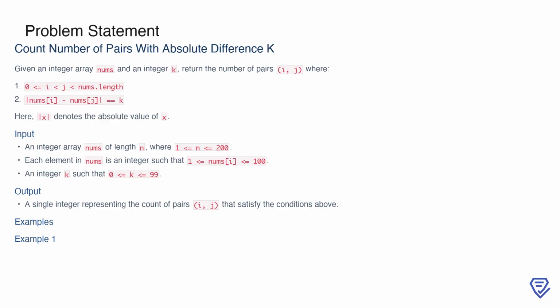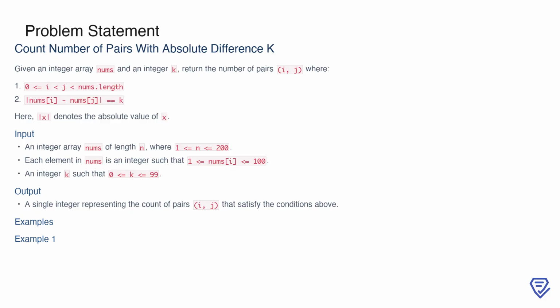two specific conditions. First, the indices i and j must follow the rule 0 <= i < j < nums.length, meaning i comes before j in the array. Second, the absolute difference between the elements at these indices, |nums[i] - nums[j]|, must be equal to a given integer k. The absolute value ensures that we are only interested in the magnitude of the difference, not its sign.